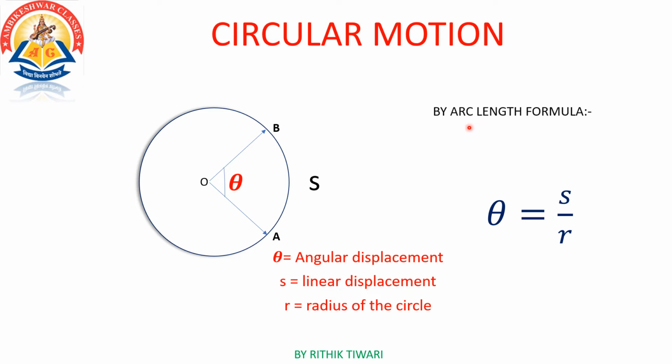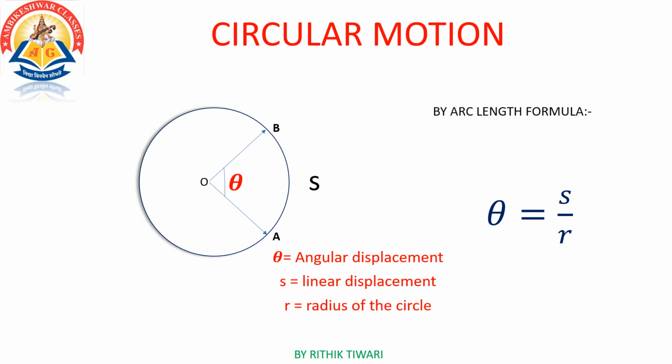You might have seen in your 11th standard that there was a formula of arc length. If theta is your angle, small s is the length of the arc and small r is the radius of that circle, then the formula was theta is equal to s upon r. By the same formula you have theta equal to s upon r, but here theta is your angular displacement.